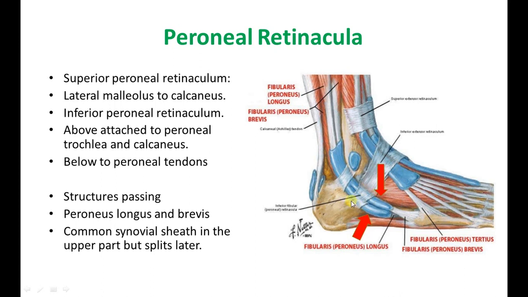The inferior peroneal retinaculum, above, is attached to the peroneal trochlea and below it is attached to the peroneal tendons. That projection is called the peroneal trochlea, and passing deep to it are the peroneus longus and brevis muscles, but they are enclosed in separate synovial sheaths. In the inferior peroneal retinaculum, both the muscles have their own synovial sheath because the tendons are diverging. The longus goes deep and gets attached to the base of the first toe and also to the medial cuneiform bone. So that is about the peroneal retinacula.